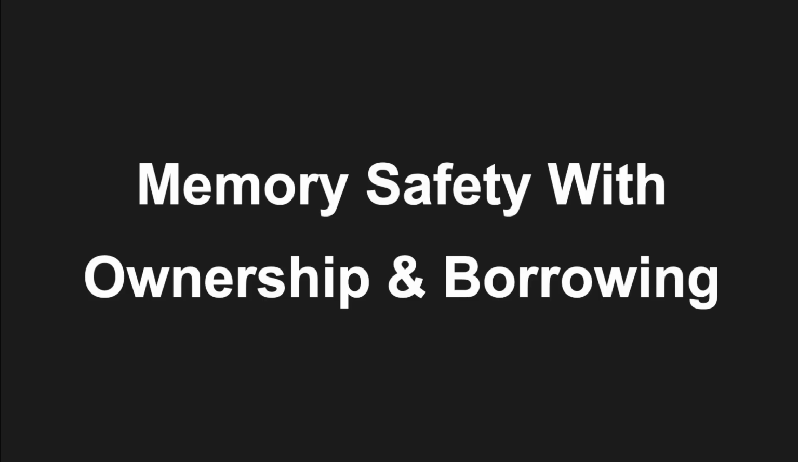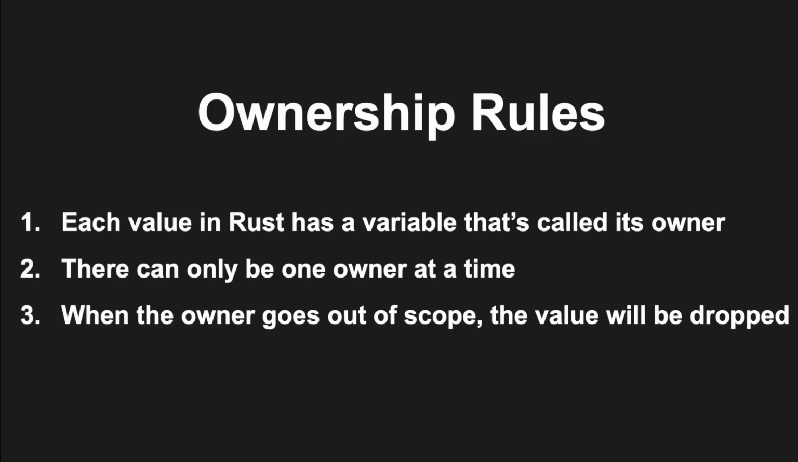Rust is also memory safe thanks to a set of rules regarding owning and borrowing values. These rules are enforced at compile time to make sure memory safety is not violated. First, let's talk about the ownership rules, which state that each value in Rust has a variable called its owner. There can only be one owner at a time, and when that owner goes out of scope, the value will be dropped. These rules prevent double free and use after free errors at compile time.